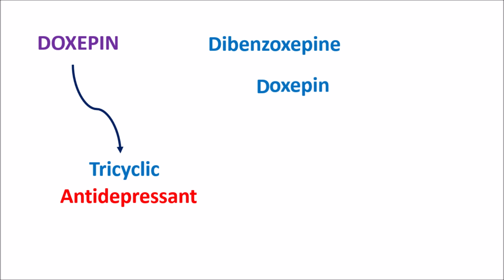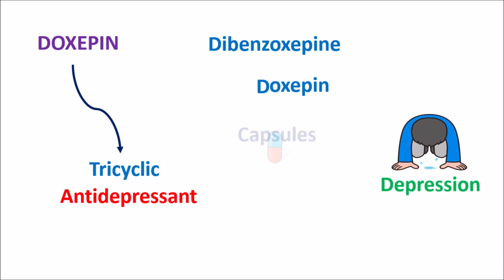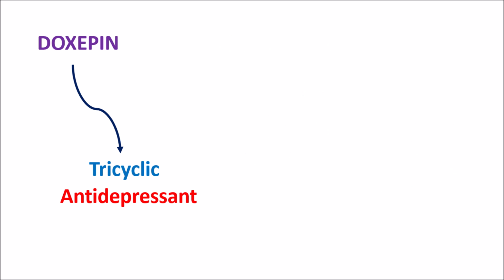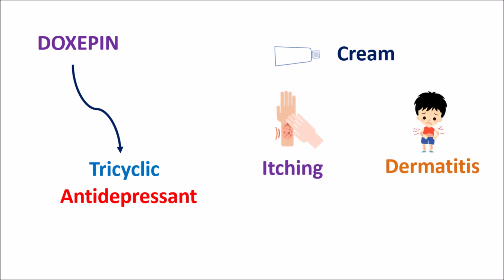Since this is an antidepressant, Doxepin can also be used for the management of depression, where it is available as capsules at a strength starting from 25 mg to 75 mg. So at higher doses, Doxepin can be used for the treatment of depression, but at lower doses, it is mainly used in the management of insomnia. Similarly, this drug can also be used for other conditions and it is topically available as a cream.